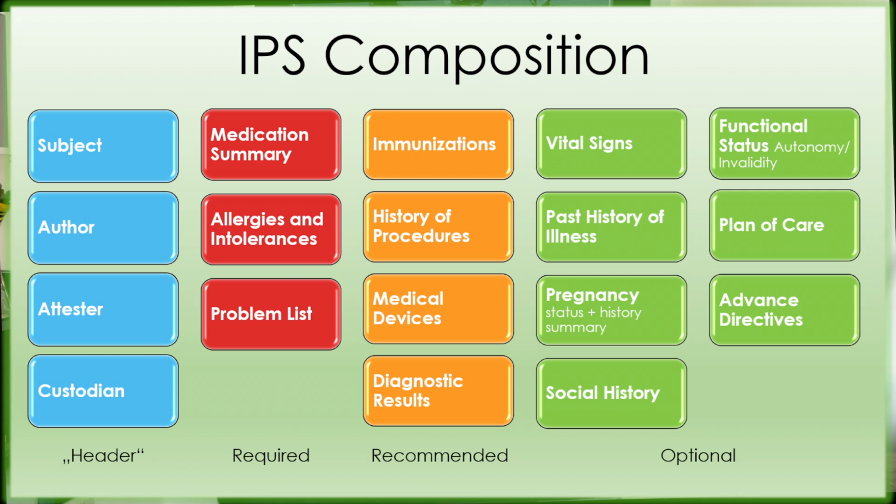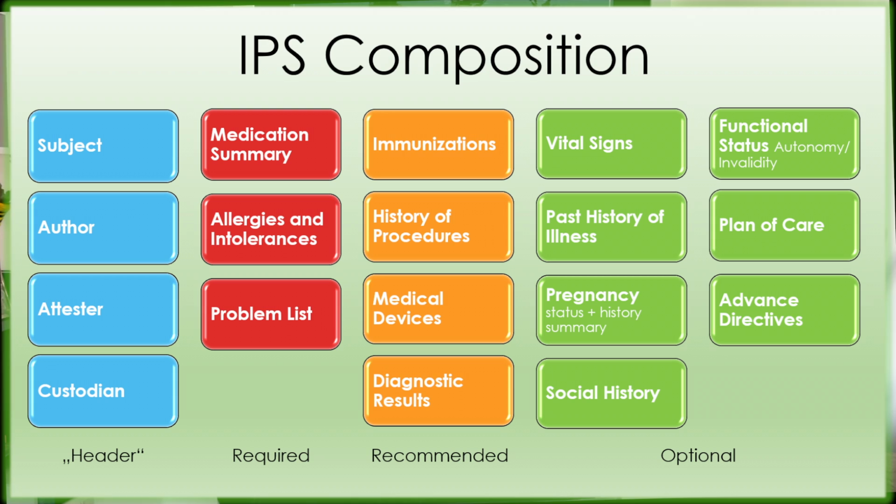So the next layer is the recommended layer. That would include immunizations, a history of procedures such as surgical interventions, medical devices. So if there are implants that are present with the patient, a pacemaker, for example, or a joint replacement, as well as diagnostic results. So again, it's meant to be a summary. It's not meant to be an all-inclusive health record. It is meant to be a snapshot in time to give the receiving entity information, again, for emergent, non-planned, unscheduled cross-border care.